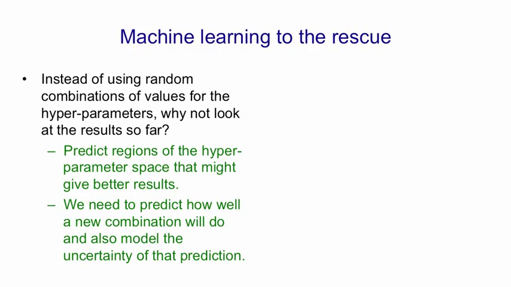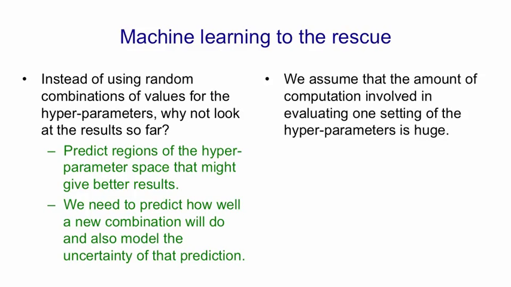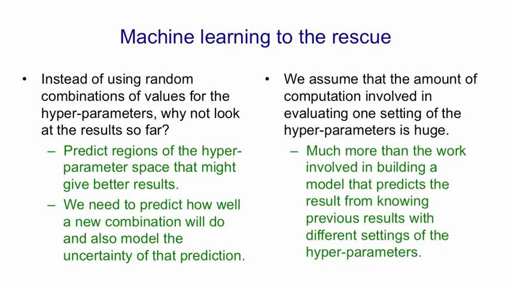It's even worth exploring regions where we expect to do worse, but we might just do a lot better. Now we're going to assume that the amount of computation involved in evaluating one setting of the hyperparameters is huge. It involves training a big neural network on a huge data set, and it might take several days on a big computer. Relative to that amount of work, building a model to predict how well a setting of the hyperparameters will do, given all the settings we've experimented with so far, is much less work, and so it's going to require much less computation to fit the predictive model to the results of the experiments we've seen so far than it is to run a single experiment.